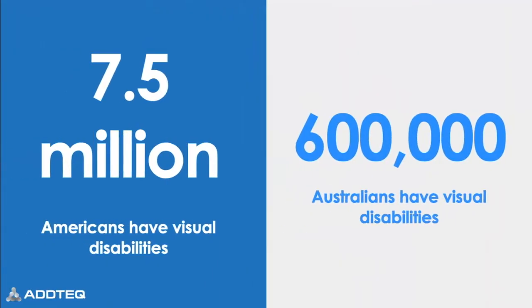There's a very human element in the motivation to create tools such as Unstoppable, beyond just government mandates and the fact that people should think about inclusivity when building out the software for their own employees and for the customers that are coming to their sites. Here in the United States, there are 7.5 million Americans that have a visual disability. And in Australia, there are over 600,000 people with visual disabilities.